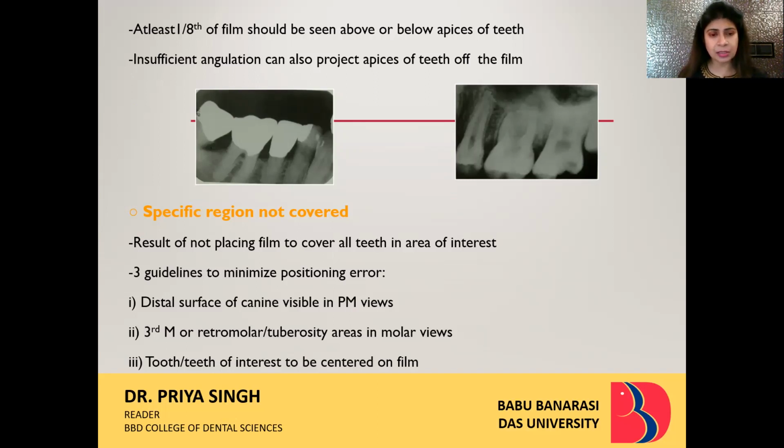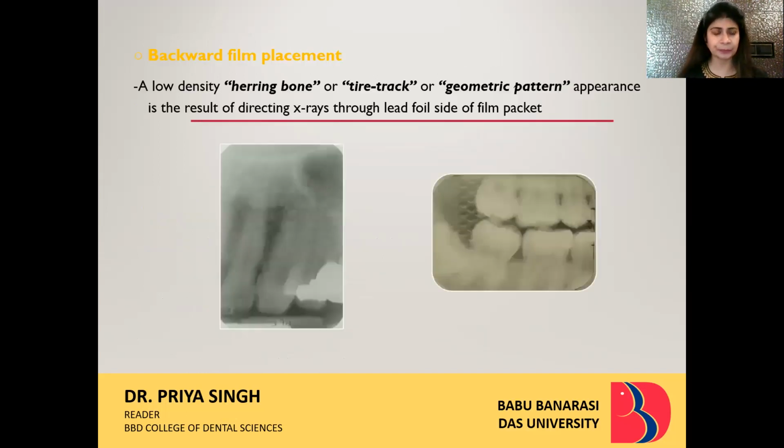First of all, the distal surface of the canine should be visible in premolar views. Third molar or retromolar tuberosity areas should be visible in molar views, and the teeth of interest should be centered on the film. The area of interest or tooth of interest should always be in the center, with only one exception being the third molar, because obviously you cannot place the film so posteriorly. Otherwise, in the rest of the cases, you should always try that the area of interest is in the center.